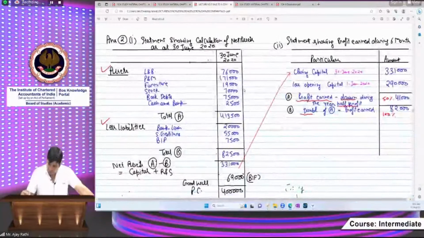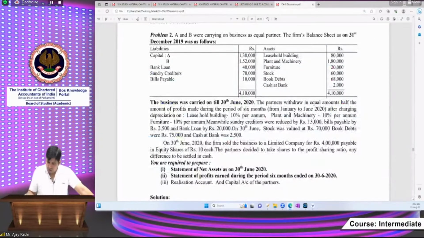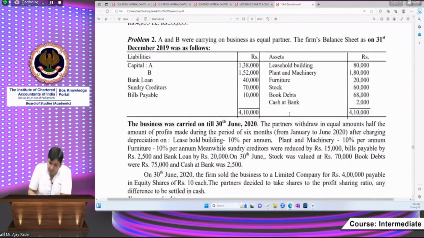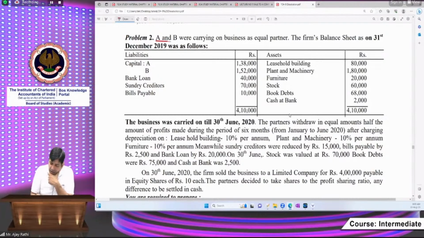Answer number 2. First, you must be doing the practice of question number 2. Yes, sir. Okay, everyone. Fire up. Okay, beta Harish. So, A and B, please put your pen down and take the calculator and see the graph. All the things have been written. Beta, A and B were carrying on the business as equal partners.